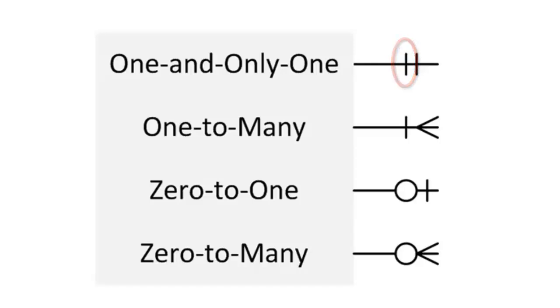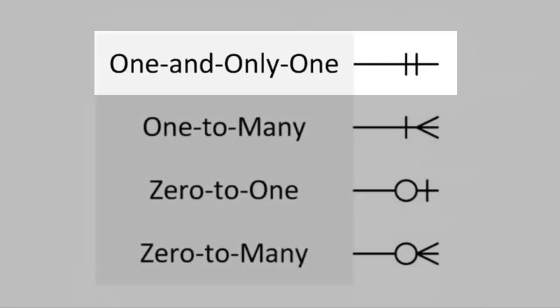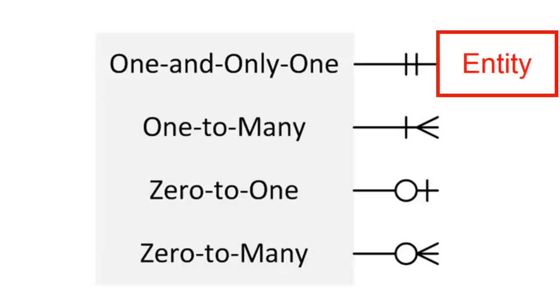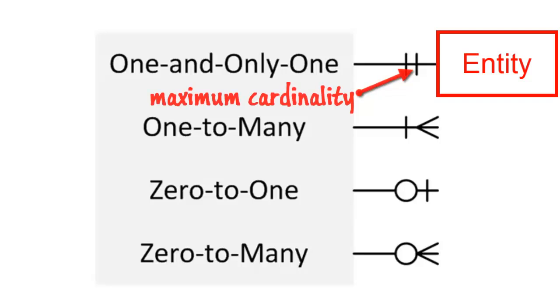In our first example, we have what we would call a one and only one relationship. The minimum cardinality and the maximum cardinality are both specified by this hash mark across the relationship line. Remember that the symbol which appears closest to an entity is always the maximum cardinality, while the adjacent symbol is the minimum cardinality.